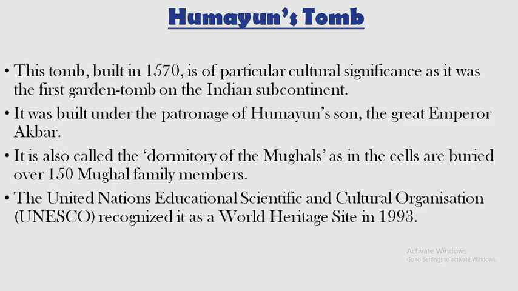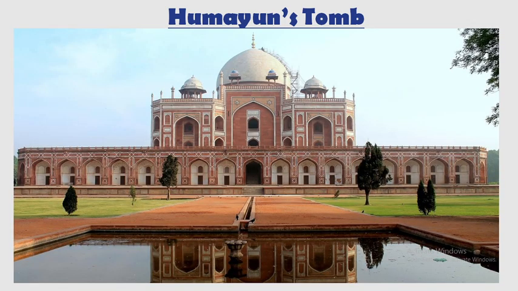Next one is Humayun's tomb, which you already saw. The tomb was built in 1570 and is of particular cultural significance as it was the first garden tomb on the Indian subcontinent. It was built under the patronage of Humayun's son, the great Emperor Akbar. It is also called the dormitory of the Mughals as in the cells are buried over 150 Mughal family members. The United Nations Educational, Scientific and Cultural Organization UNESCO recognized it as a World Heritage Site in 1993. So this is the Humayun Tomb.